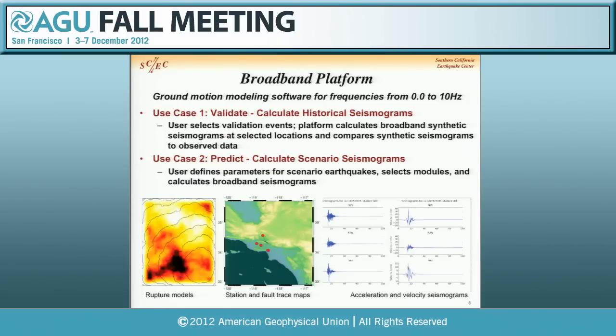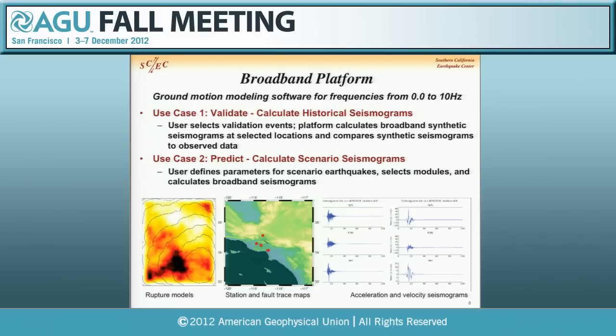And here's an example, the broadband platform, where we have a couple of different things that we do with this platform. One is we have a very large validation project where we are looking at many recorded earthquakes at many stations and comparing those with synthetic seismograms produced by this platform to see how well we can replicate ground motions. That's a center-level application, very well organized with lots of developer support.